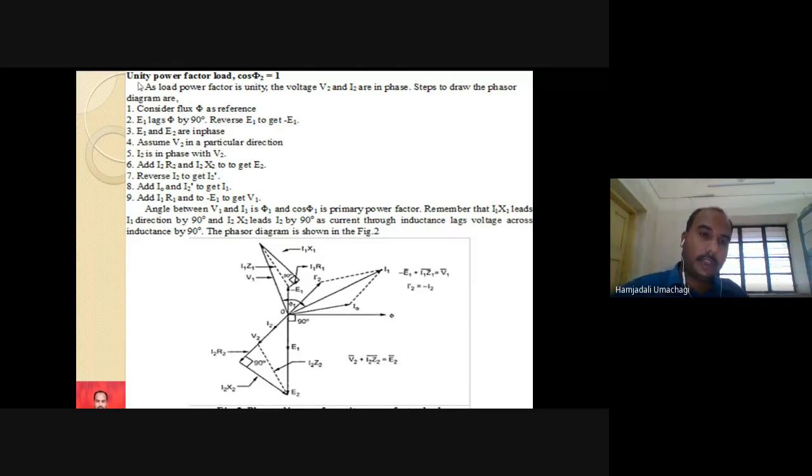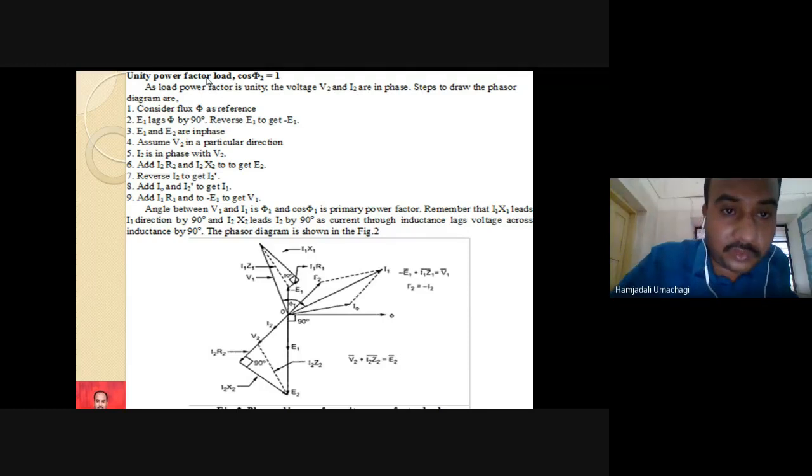So in the case of resistive load, the power factor angle between voltage and current is 0. It means that both voltage and current phasors are coinciding with each other. If they coincide with each other, then angle between V and I will be 0. If that is 0, then cos of 0 is nothing but 1. If it is 1, it means it is a unity power factor load. So first we are going to discuss by taking the example of unity power factor or resistive load.